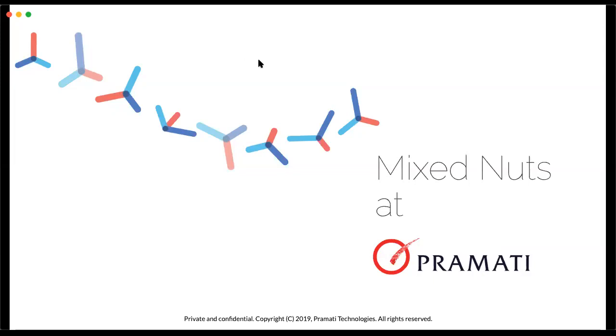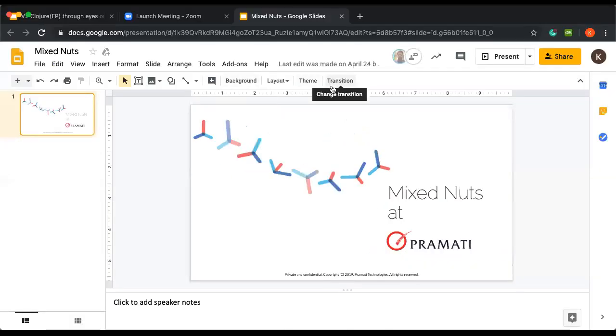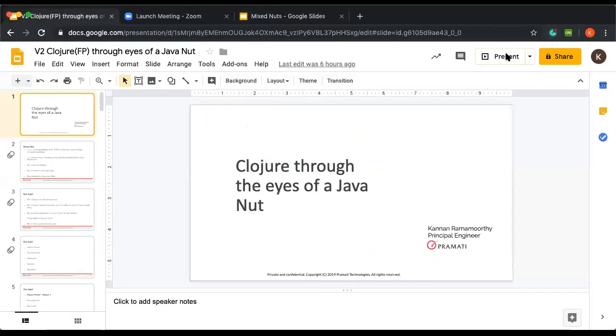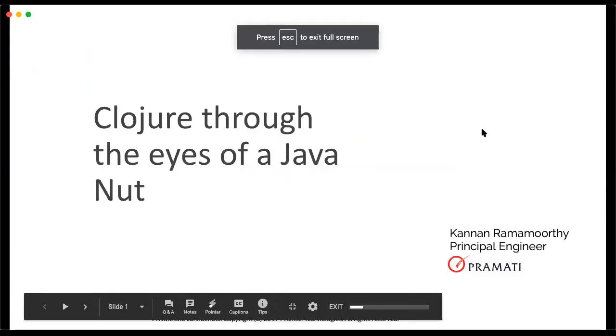Mixed Nuts is a monthly event at Pramati in which we'll have a technical presentation on various topics that happens every month. As you all know, today's topic is Clojure through the eyes of a Java dev.